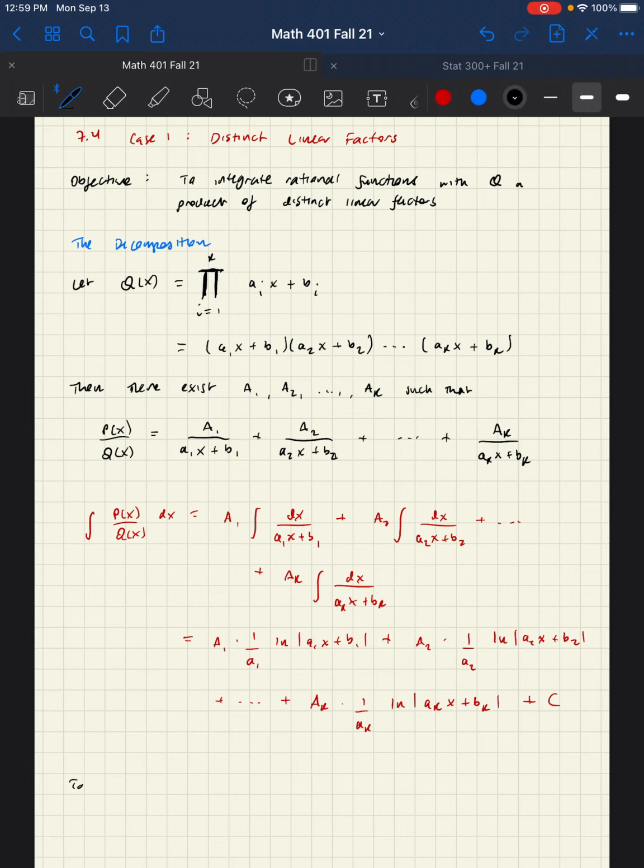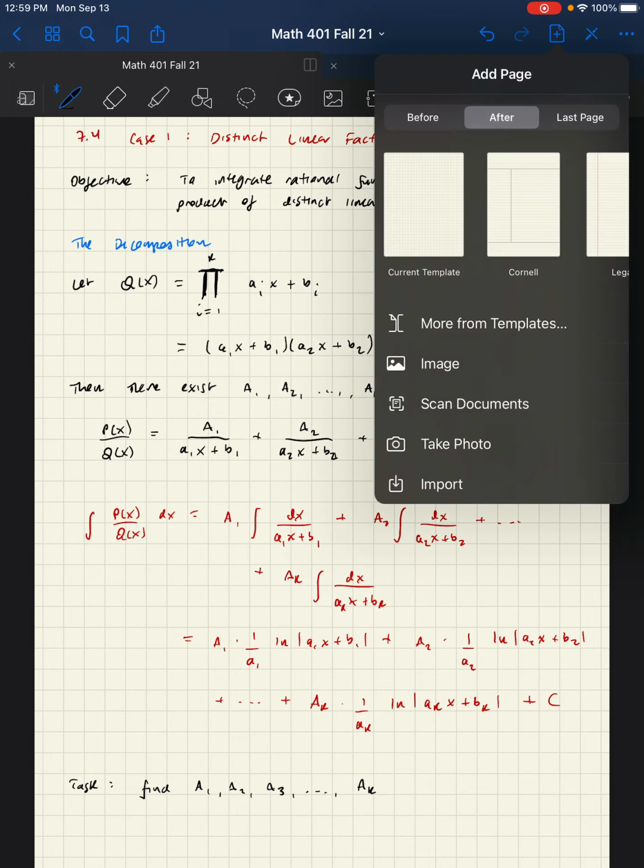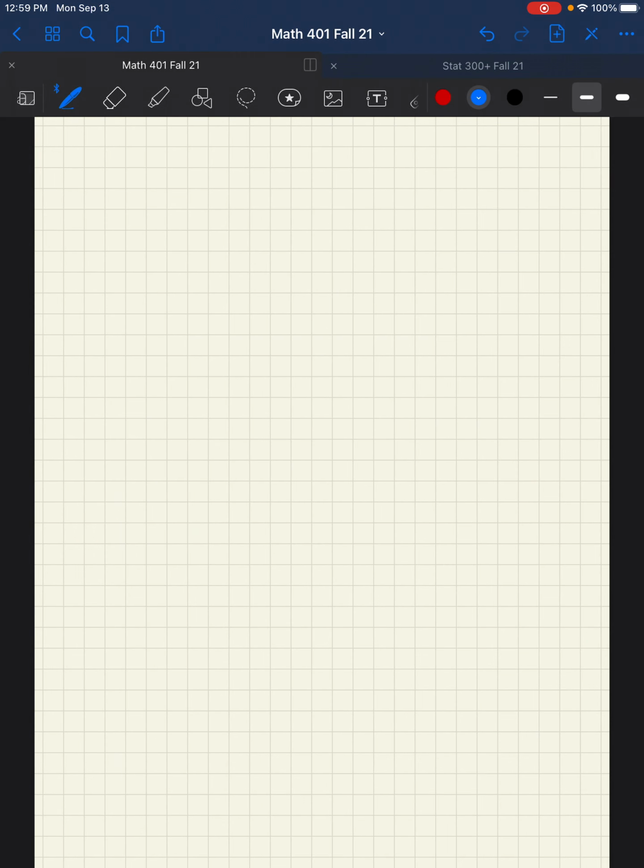So our task in the intermediate steps is to find A sub 1, A sub 2, A sub 3, so on, A sub k. And these are real numbers, right? All right, so in this next example, we're going to go through a decomposition. So example, decomposition, simple linear, so distinct linear factors.